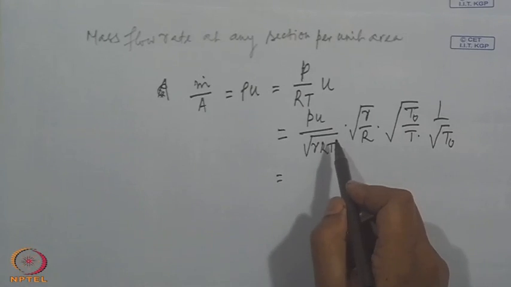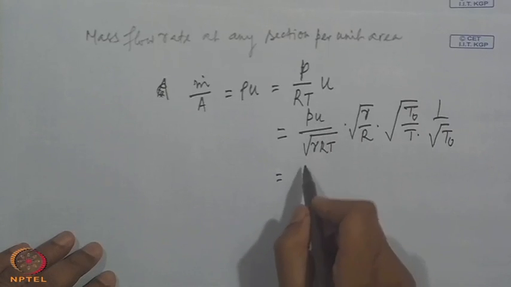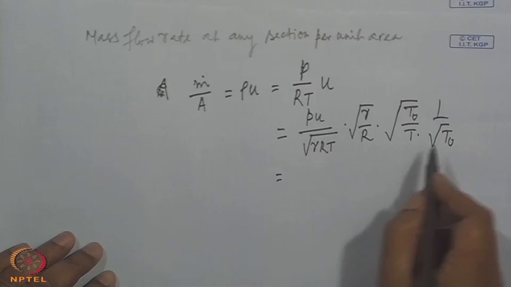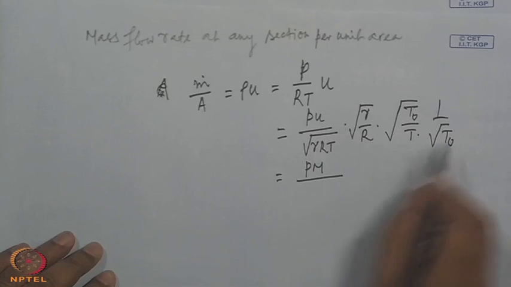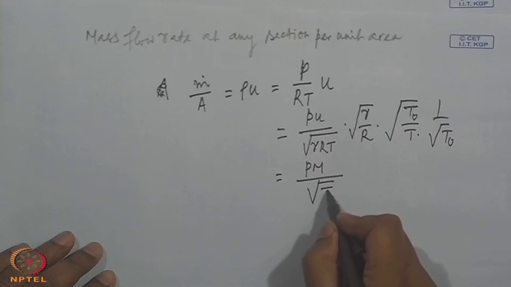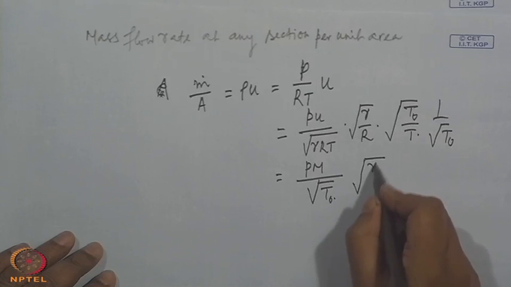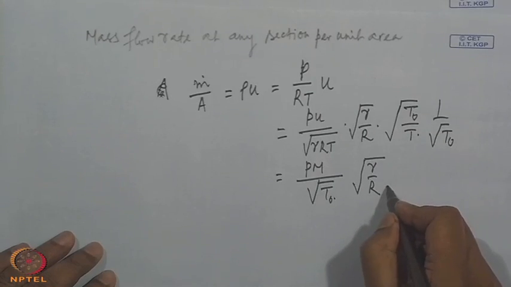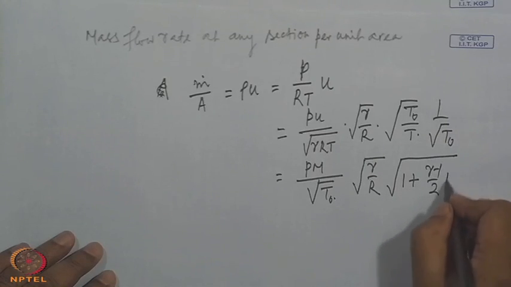Now, this u by root gamma R T is the speed of sound. So, u by a is Mach number. So, this becomes P into Mach number divided by root T 0 into root over gamma by R, and using the isentropic relation, T 0 by T is 1 plus gamma minus 1 by 2 M square.